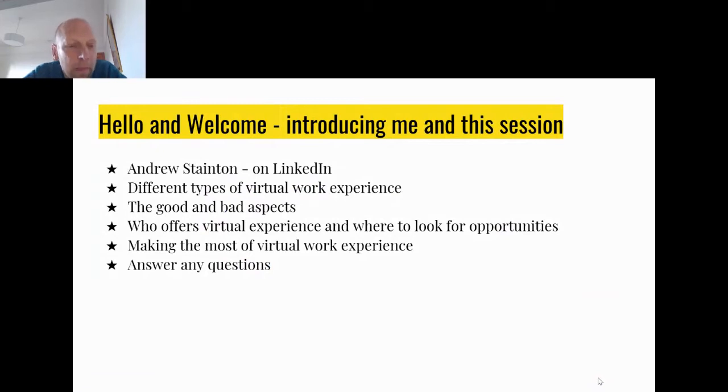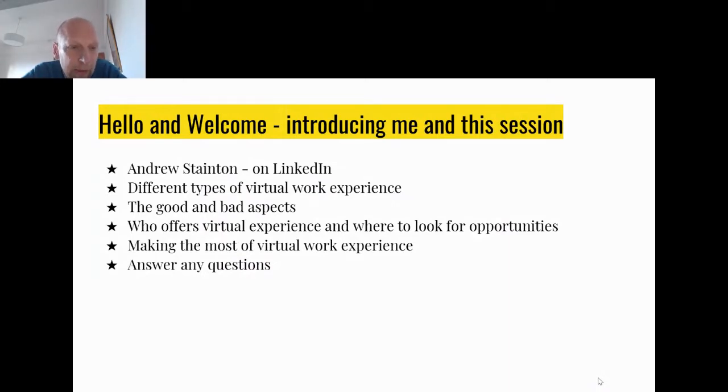So yeah, as I said, my name's Andrew Stainton. I work in an employability role for the University of Sheffield. I've spent a lot of years working in higher education. I've also worked at the University of Huddersfield. Prior to working in higher education, I worked in the recruitment industry. So I've got a lot of experience in terms of working with employers, working with students, and trying to help students and graduates develop the kind of experience they need to establish the careers that they want.